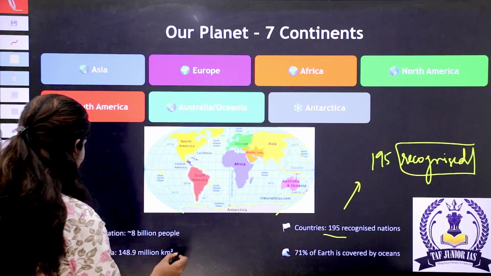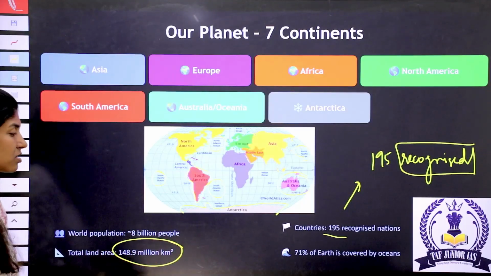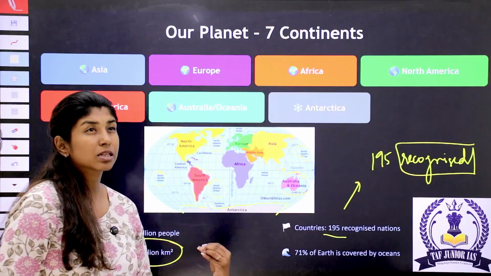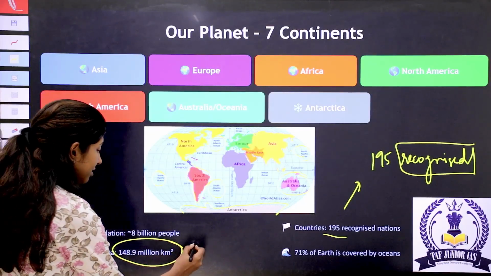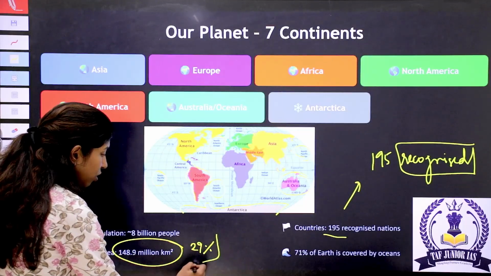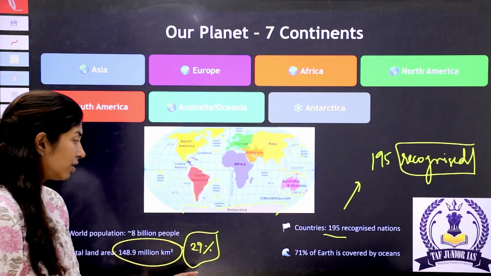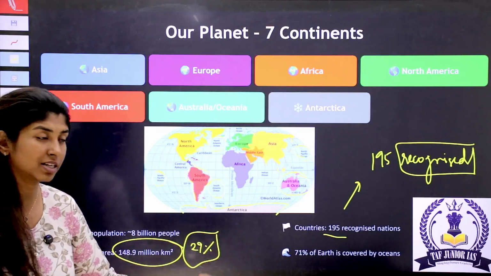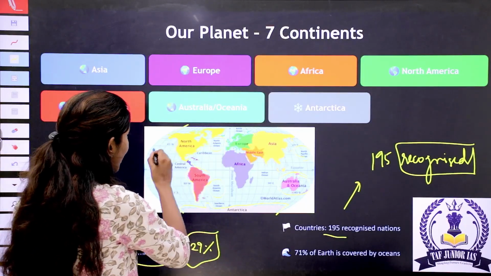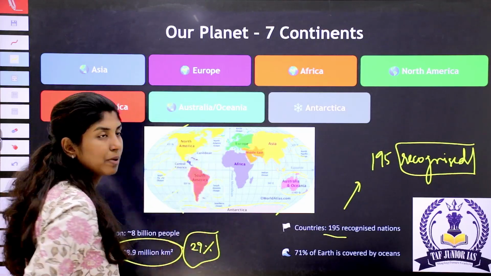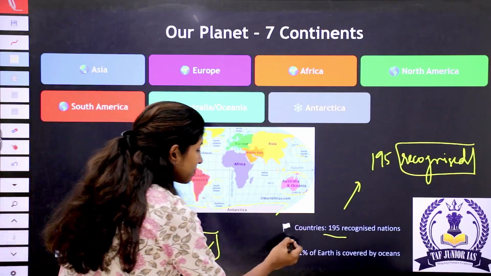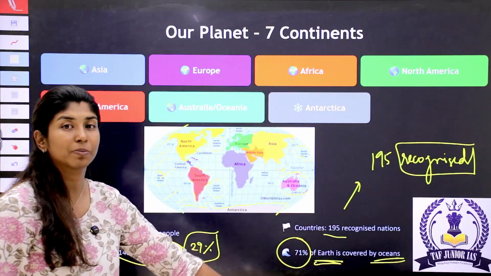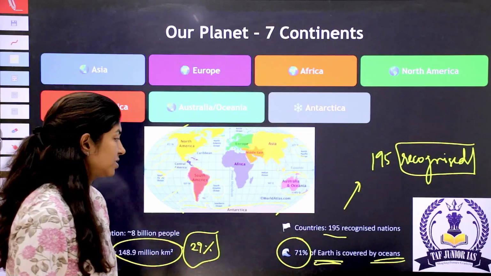So if this is the land area, 150 million square kilometers is the land area, this is only 29% of the whole area of Earth. The remaining 71% of Earth, you can see the blue part is more than the land part, right? So 71% of Earth is covered by oceans.